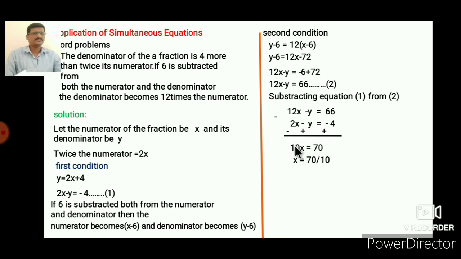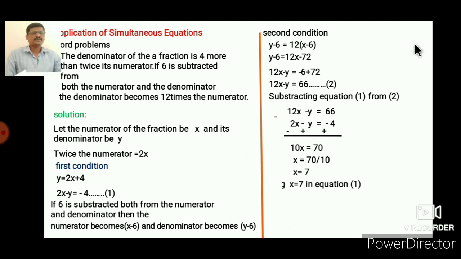Transfer this 10 to the right hand side, multiplication becomes division. Therefore, x is equal to 70 upon 10. 10 ones are 10 and 10 sevens are 70. Therefore, x is equal to 7.